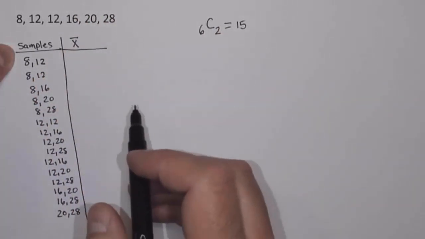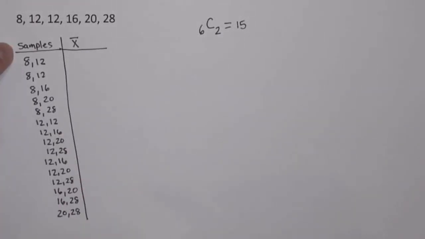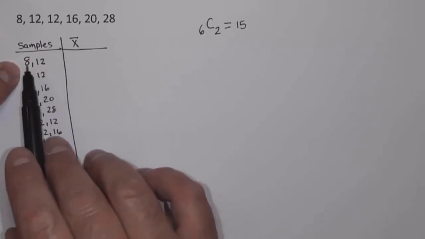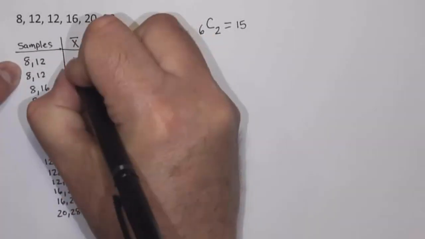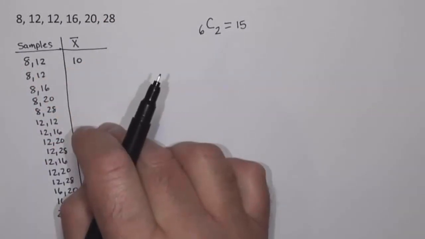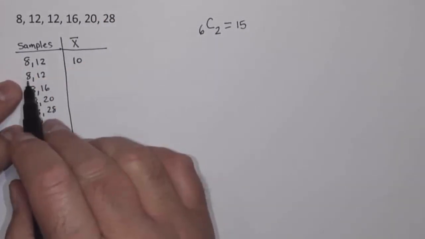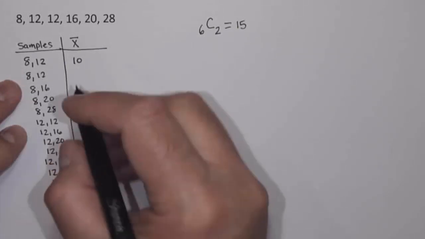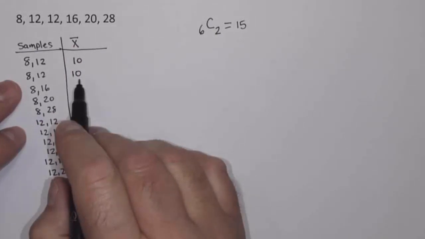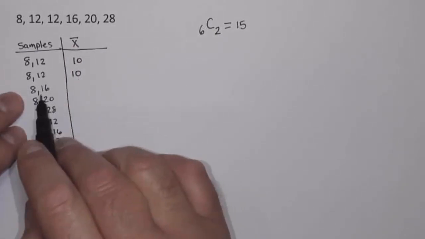So I'm just going to average, to begin with here, 8 and 12. Well, 8 plus 12 is 20, and 20 divided by 2 is 10. So that first sample gives us an x bar of 10. For our second sample, 8 plus 12 is 20, and 20 divided by 2 is 10 again. So we got 10 for the x bar of the second sample.